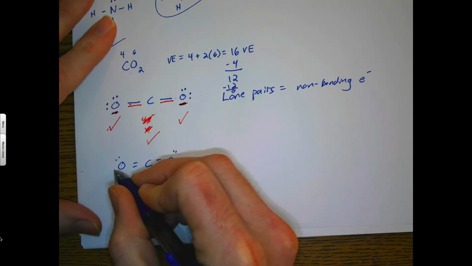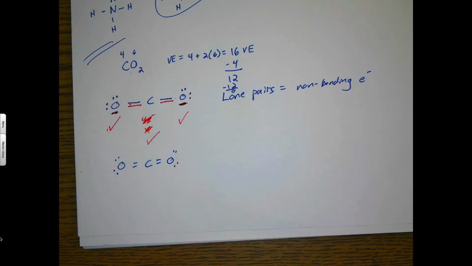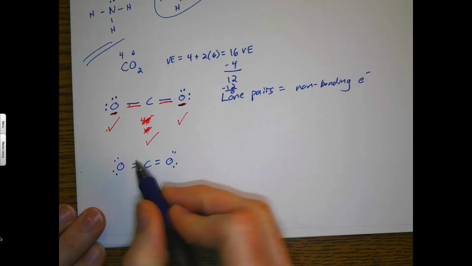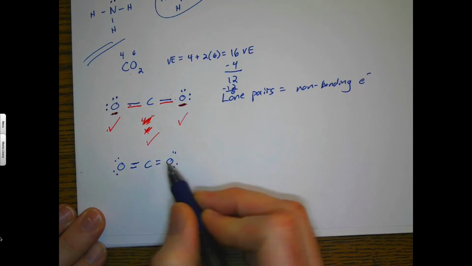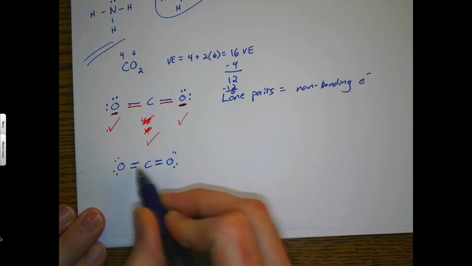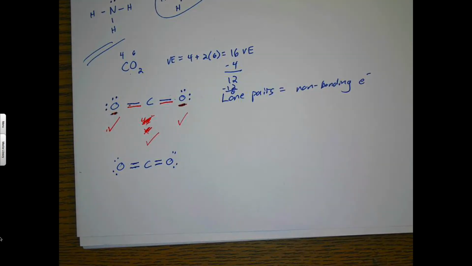And I angle my lone pairs so that they're as far apart as possible, because remember, electrons don't like each other. They're going to repel. So it looks kind of like that. That is carbon dioxide. That is the Lewis structure for carbon dioxide.